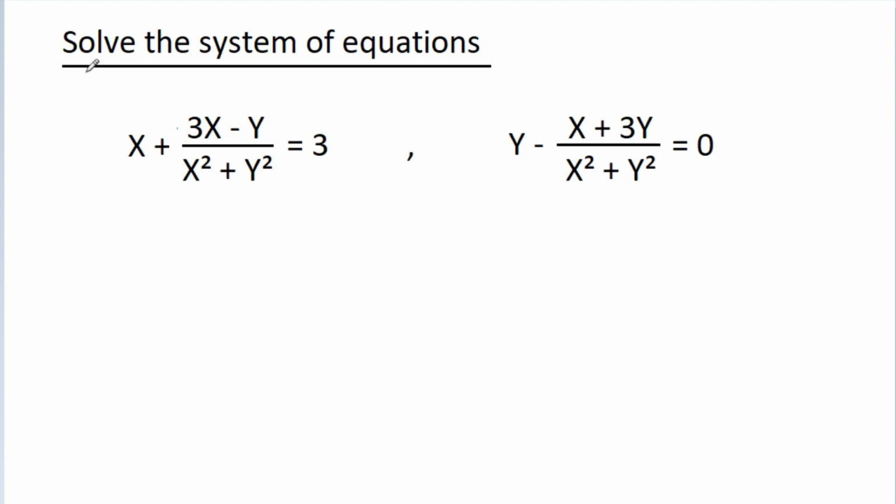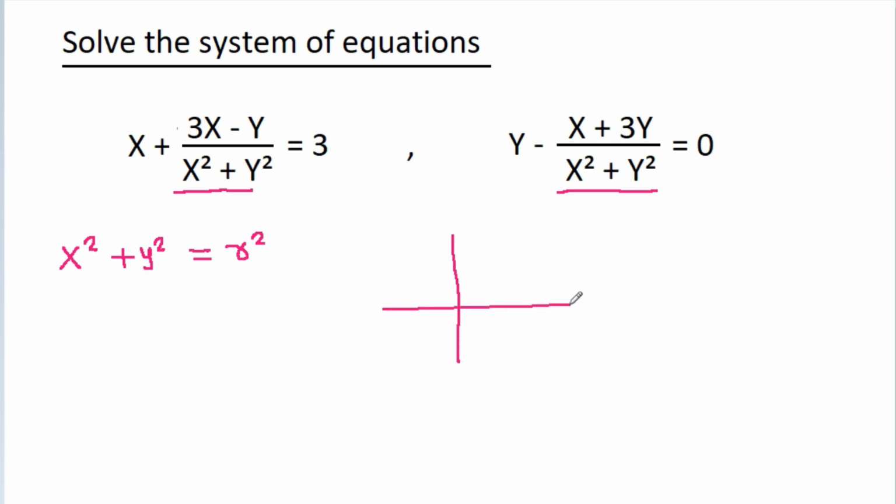In this video, we have to solve x plus (3x minus y)/(x square plus y square) equal to 3, and y minus (x plus 3y)/(x square plus y square) equal to 0. Then in both the equations, we have x square plus y square. And we know that x square plus y square is equal to r square. It is the equation of a circle.